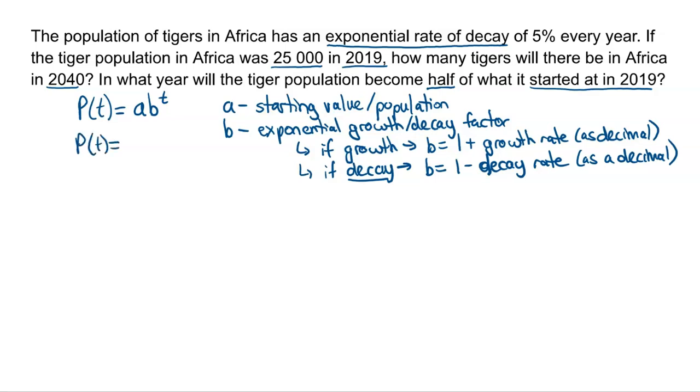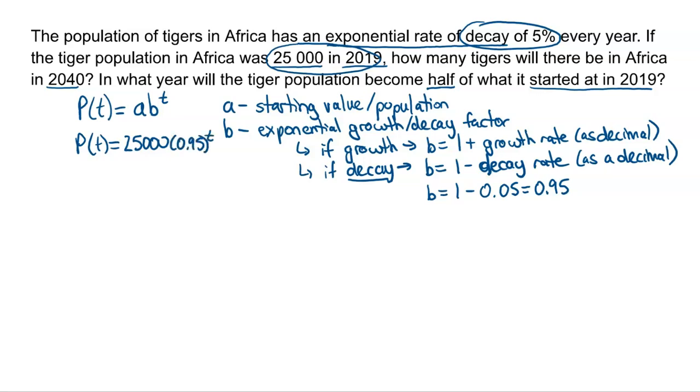In our specific case, the population after some time is equal to 25,000. That's our starting value, 25,000. And then we're going to substitute in 0.95 for b, as I already mentioned, because of that decay rate of 5%. 1 minus 0.05. So we subtract that, and we get 95%. That's what that means. It's really, I'm going to have 95% each year of the population I had the previous year. So 0.95 to the power of t.